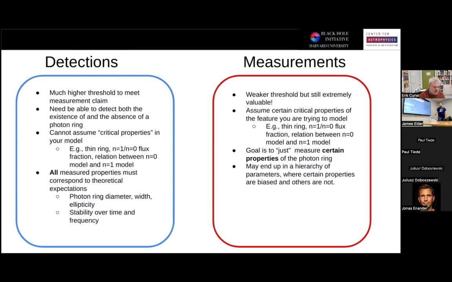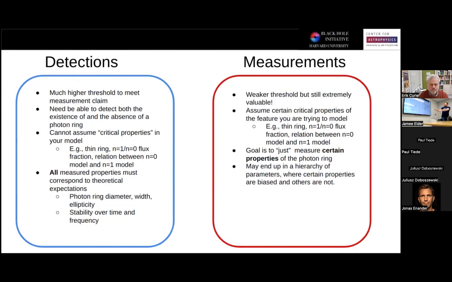And so similarly for the photon ring, you want to make sure the photon ring diameter is something you would roughly expect. Its width is what you would roughly expect. The ellipticity is fine. You want it to be stable over time. The photon ring is kind of consistent over time, and it's largely achromatic. So you want this to really be in there when I would claim a detection. Now, this is a thing that I think is a little individual to the person, and I think as a community we need to figure out a little bit more, but this is my view on it.